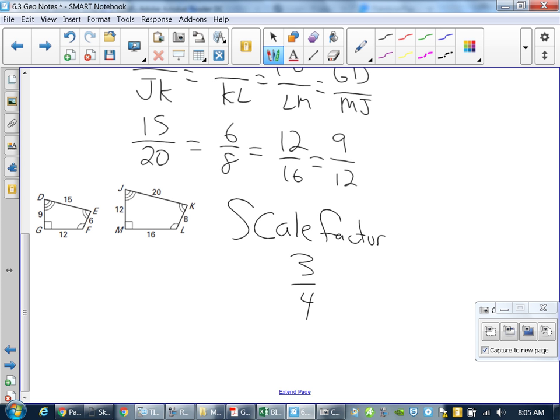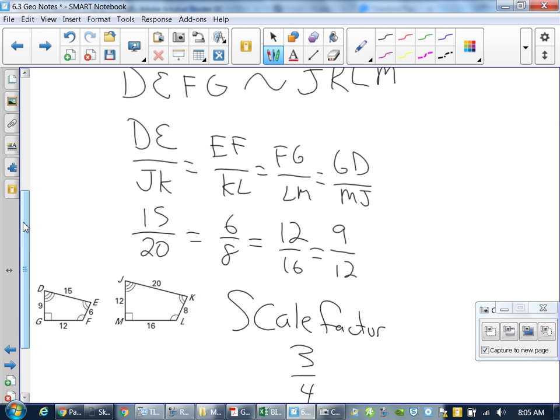Are they ever going to give us that 3 over 4 thing, like a scale factor, and make us figure out some side lengths? Not really, but you might be told that something's similar, and you might not know some of those values. You can figure that out because if you know the scale factor, or if you know one set of the sides, you can reuse this to find the different parts. And that's the idea. Okay?